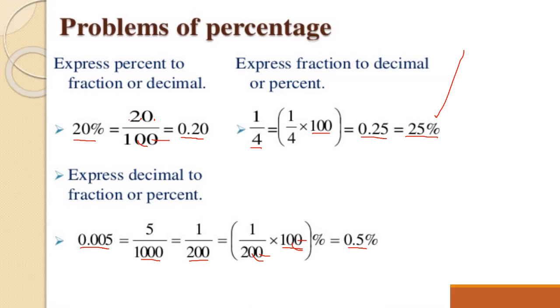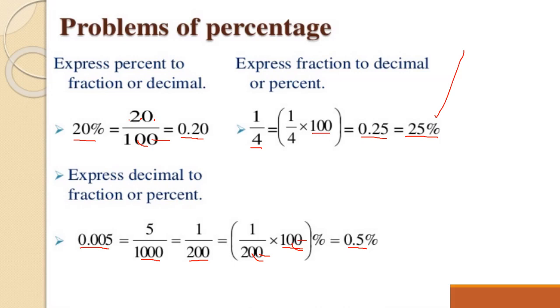Express decimal as fraction or percent. Okay, we have a decimal 0.0005 and we need to convert it into a fraction, and after that we will convert it into a percent. As we already discussed in the last lesson on decimals, after the decimal point we check how many numbers we have, and that many zeros we put in the denominator.